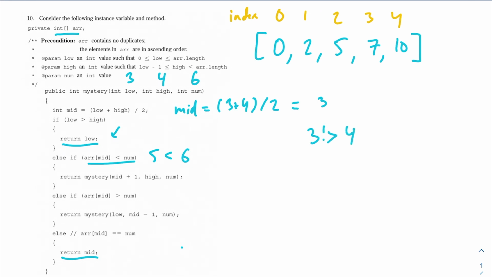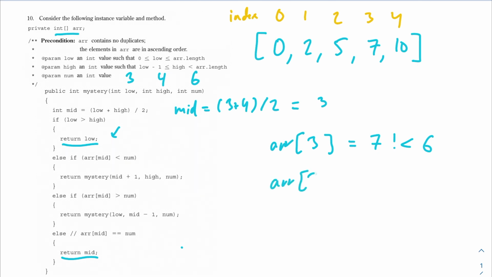We check the next condition, which is whether array at 3 is less than num. So array at 3 is 7. Is 7 less than 6? No, it is not. So we move on to the next case. Now we're checking whether array at 3, which is 7, is greater than num. So yeah, it actually would go into this condition. So now we're calling mystery once again with our mid minus 1 as our high. So our low stays the same. Our new high is mid minus 1, so that would be 2. And then our num stays the same.